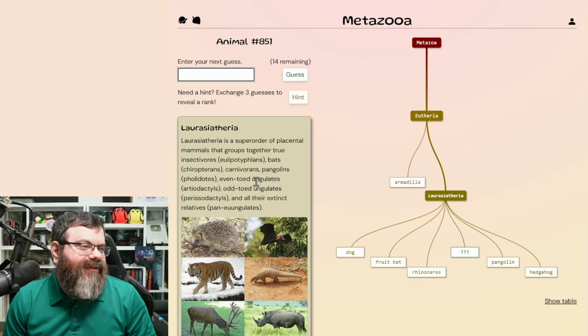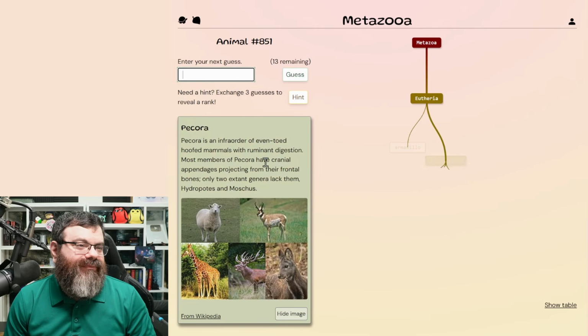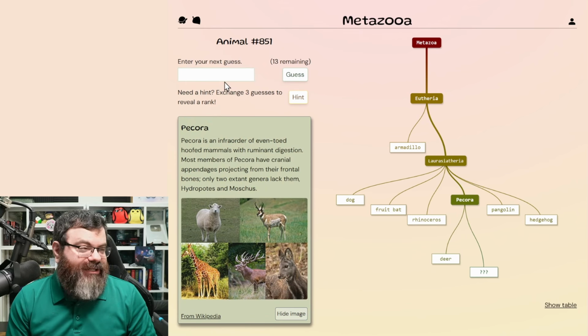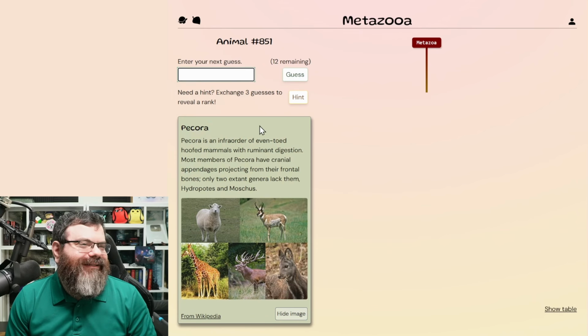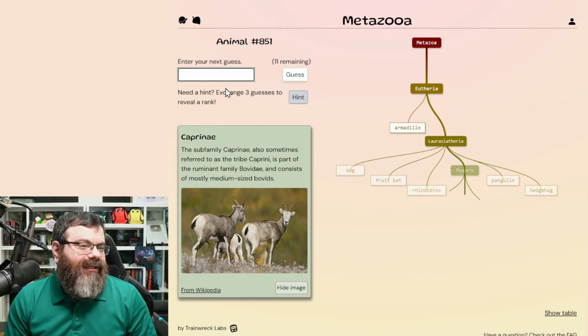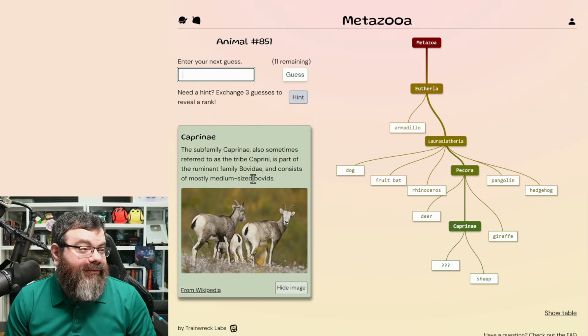So what about an even-toed or an odd-toed ungulate? So like a deer. There we go. We share Pecora. Let's try that giraffe. That's fun. All right, same result. Even-toed hoofed mammals with ruminant digestion. So let's try the sheep then. Ooh, we share Caprinae. Mostly medium-sized bovids. So should we try the goat?